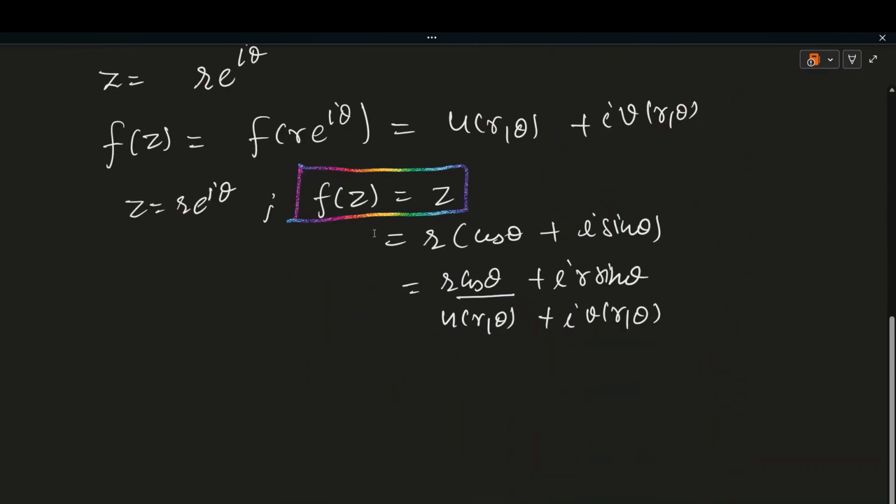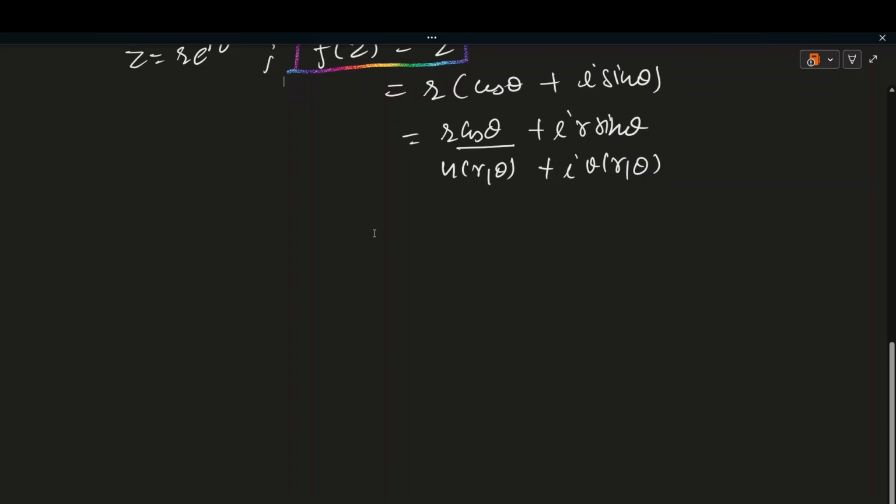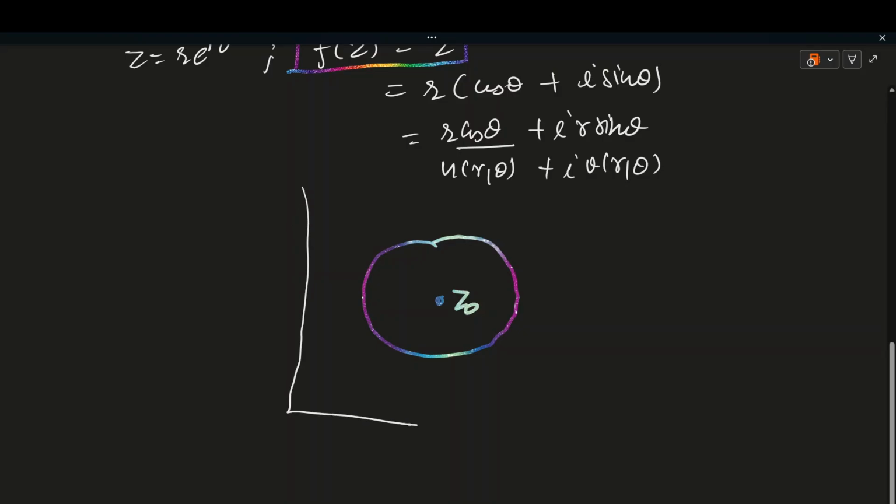So for that, we'll go ahead and ask ourselves: what about the limit? Before the limit, let's see what we will think for the limit. So we will take some z naught in the complex plane. Suppose this is the complex plane, and this is the real part, Re, and this axis is the imaginary part.